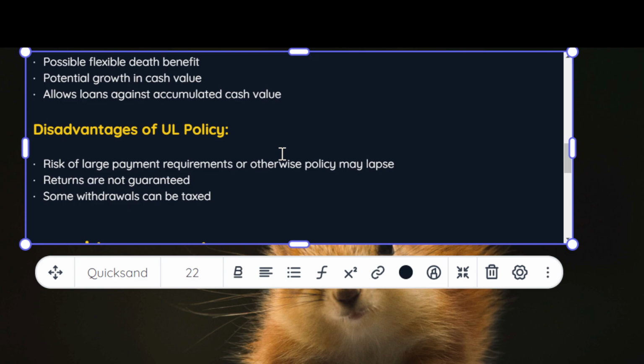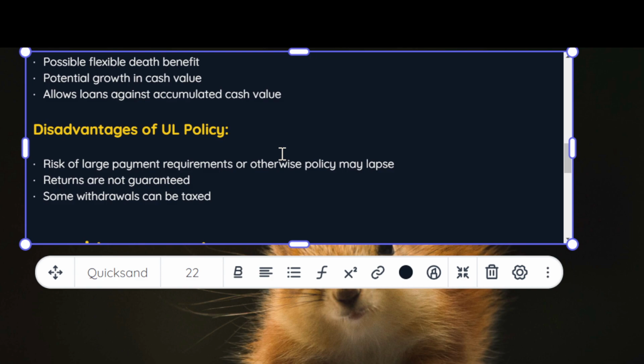Now disadvantages of a universal life policy. Risk of large payment requirements. So basically what happens is, suddenly if the investments that the company is making for your cash value are underperforming, right? In that case, the company may ask you to pay large payments suddenly, or otherwise the policy may lapse, right? So that is one of the downsides of universal life insurance.